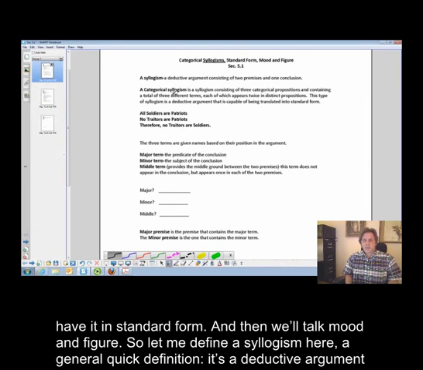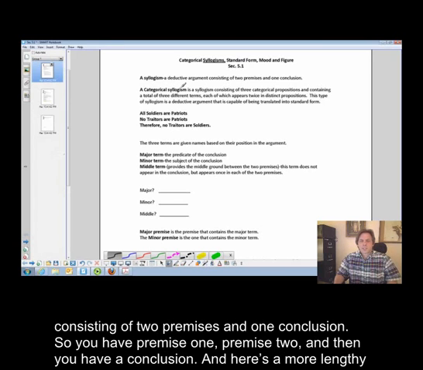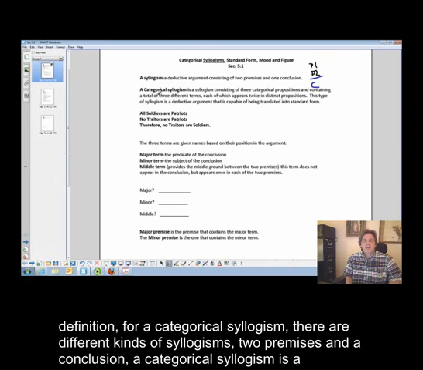So let me define a syllogism here. A general quick definition: it's a deductive argument consisting of two premises and one conclusion, okay? So you have premise 1, premise 2, and here let's get a different color, we'll go blue. Okay, and then you have a conclusion, okay? And here's a more lengthy definition for a categorical syllogism. There are different kinds of syllogisms, two premises and a conclusion.